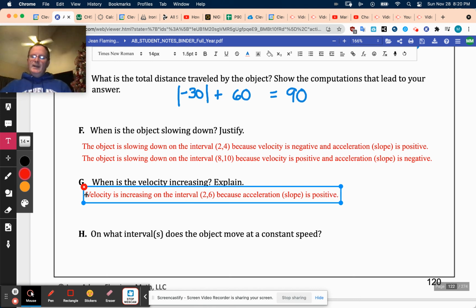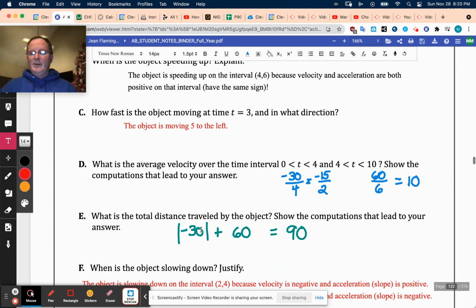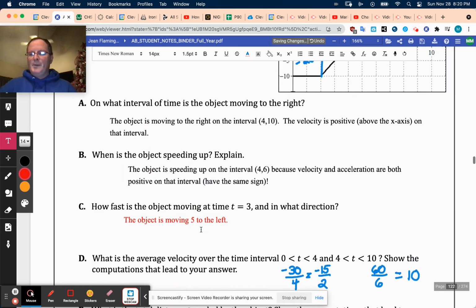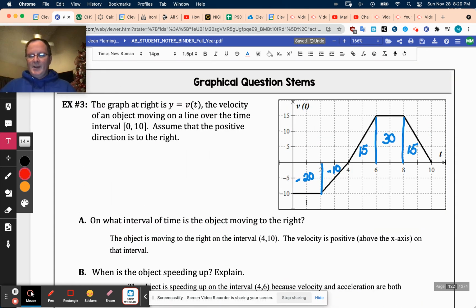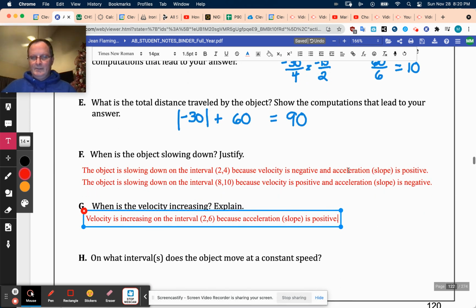Okay. And then when does the object move at a constant speed? Well, it looks like we've got a couple of those moments. We have these little plateaus. So the constant speed is whenever your slope is equal to 0, acceleration is 0, and that happened from 0 to 2 and 6 to 8.